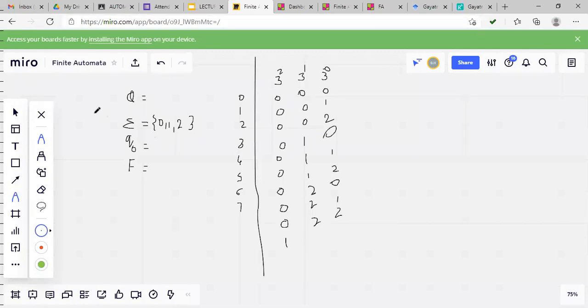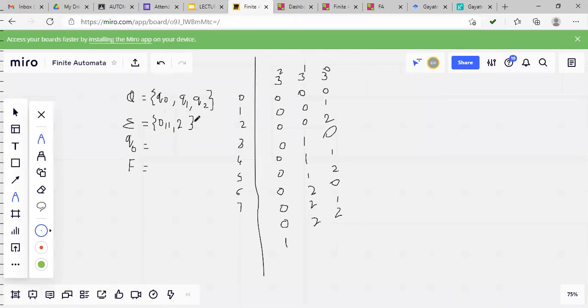Fine. So coming to our example, what is the question? Design finite automata to accept the ternary number divisible by 3. Since it is divisible by 3, what will be our Q? So it is remainder 0, 1, 2. I'll write here Q0, Q1, and Q2. Q0 represents remainder 0, Q1 represents remainder 1 and Q2 represents remainder 2.